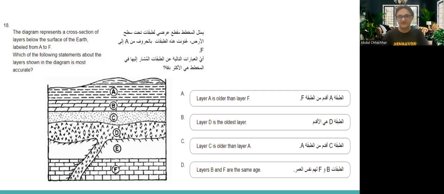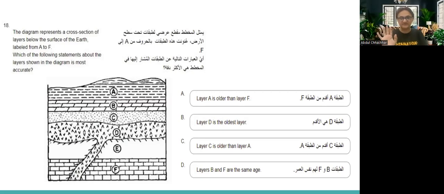We have the options over here. First, layer A is older than layer F. Layer A is the topmost layer, so that cannot be older. This is the wrong answer. I'm telling you, the second strategy is to remove the incorrect answers first. Second, layer D is the oldest layer, but we are not going to compare it. So layer D is not the oldest. Keyword: oldest. Comparative and superlative degrees are most important.